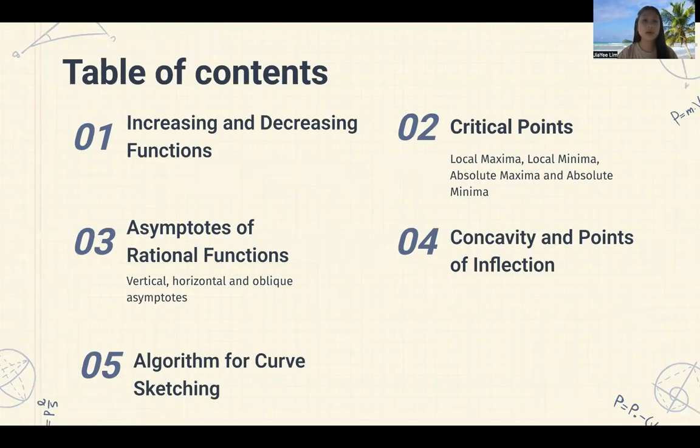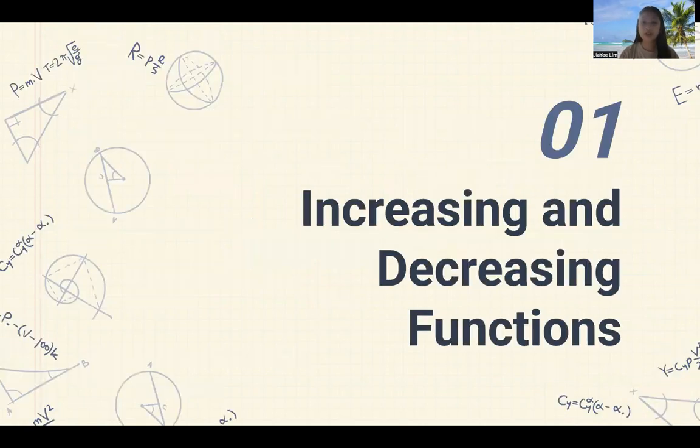So this is the table of contents. My slides will be separated into 5 sections. I will begin with increasing and decreasing functions, followed by critical points, asymptotes of rational functions, concavity and point of inflection, and lastly, algorithm for curve sketching. So I will start with increasing and decreasing functions.